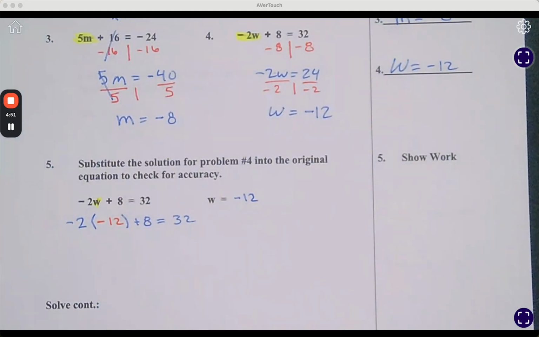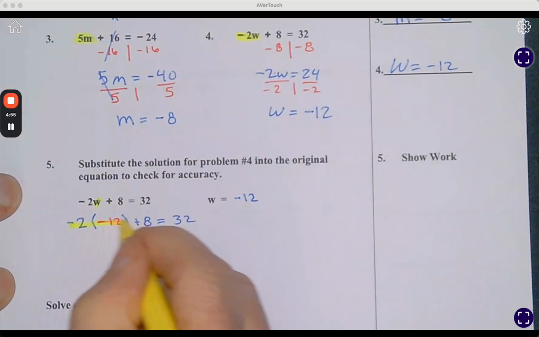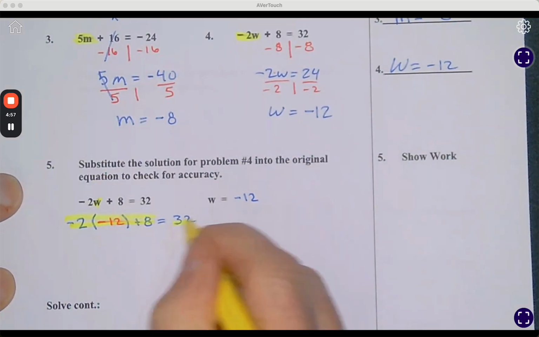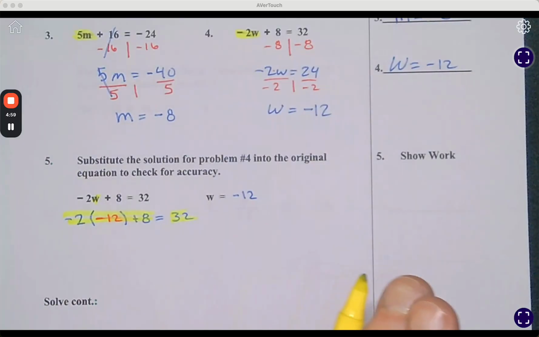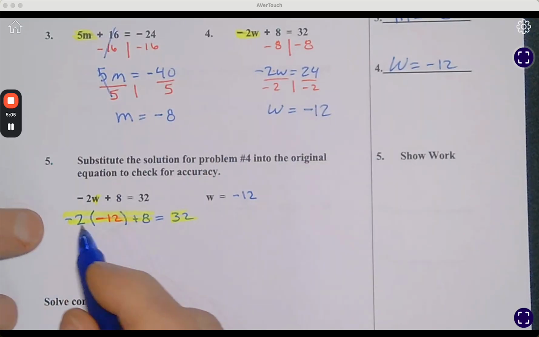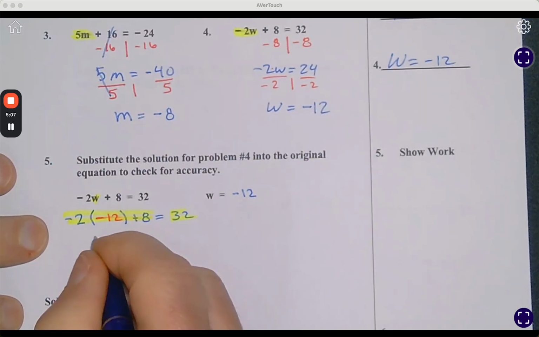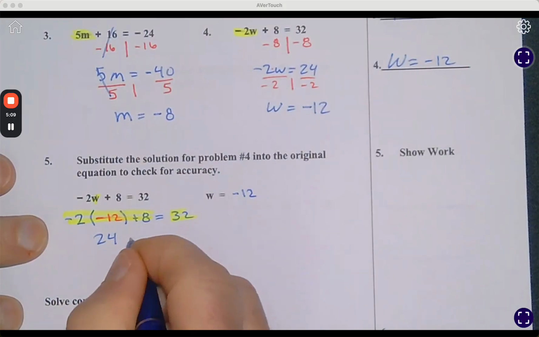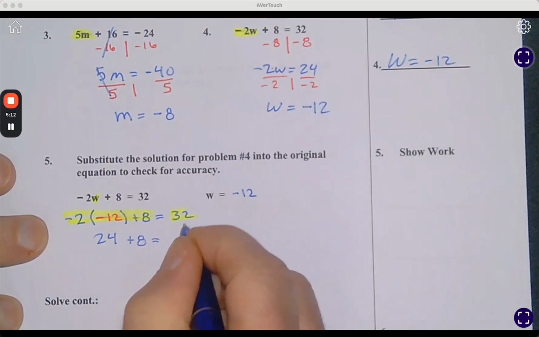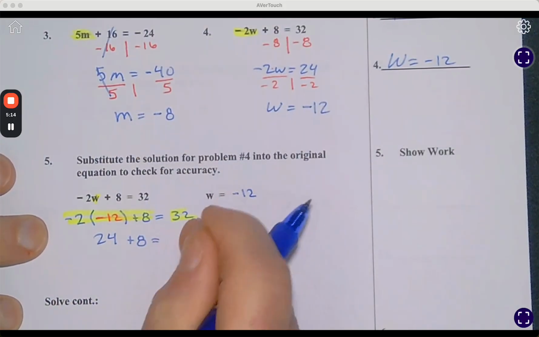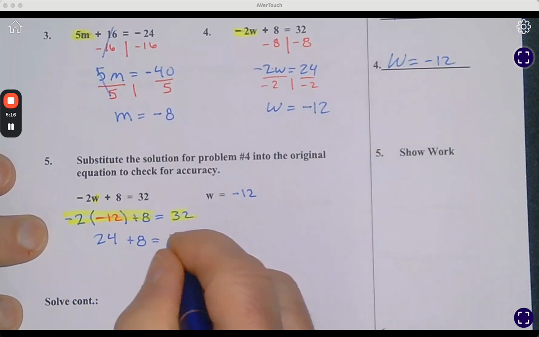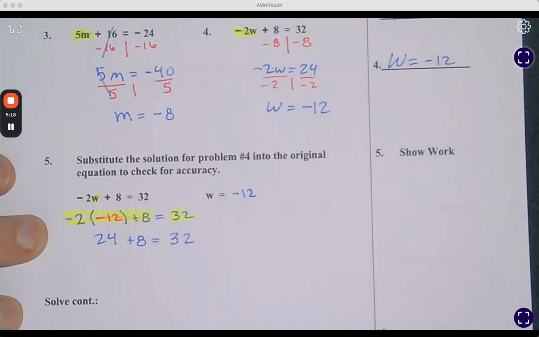Now what you want to do is simplify both sides of the equal symbol. So simplify that side and simplify that side separately. Do not do inverse operations. It's important. So on the left, I have negative 2 times negative 12. That's a positive 24 plus 8. On the right, you cannot simplify this anymore. It's one term, and so it's as simplified as it can get. So that just keeps being 32.